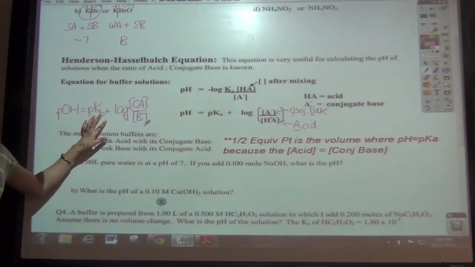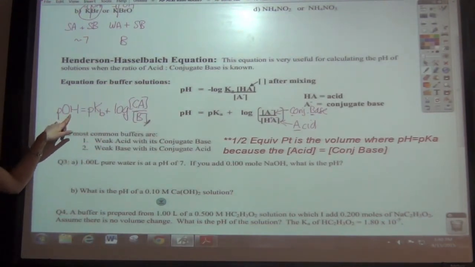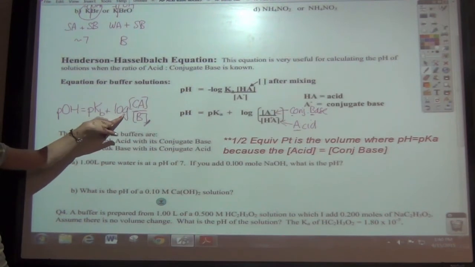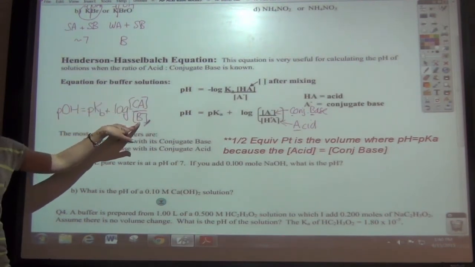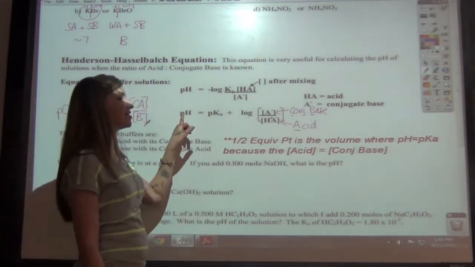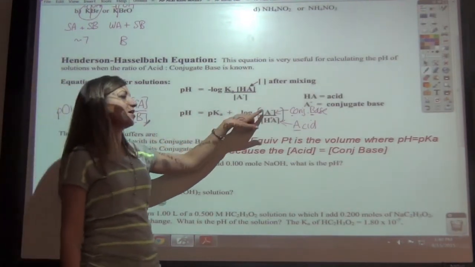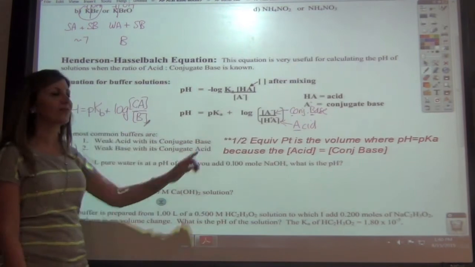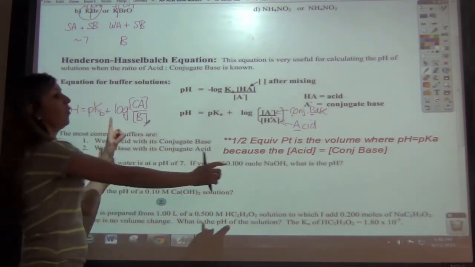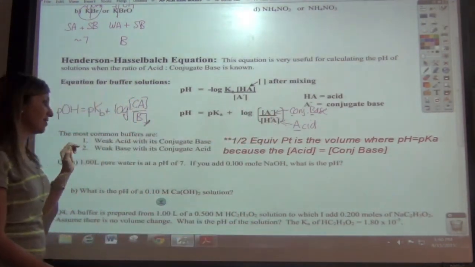Everybody just say this one time. pOH equals pKb plus log of Ca over B. Okay? Say it one more time. pH equals pKa plus log of Cb over A. Okay? So the actual acid or base is on the bottom and then the salt is on top.